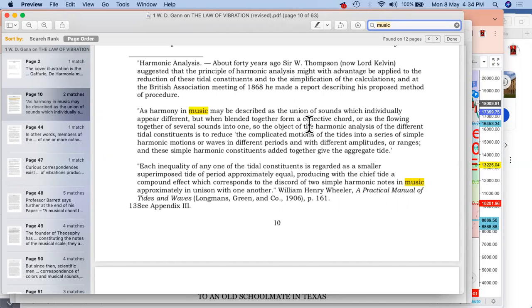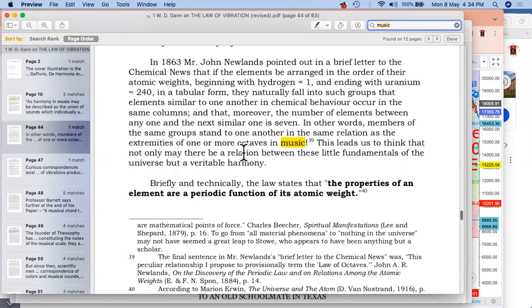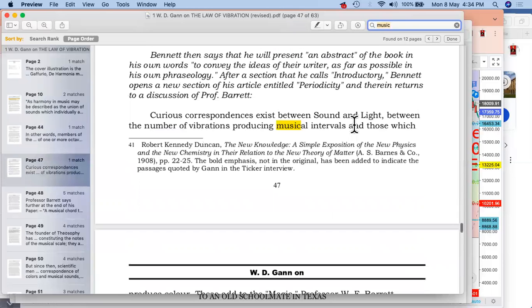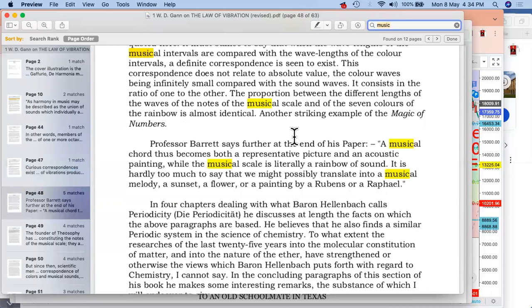So if you want to understand details, I'm just trying to mark wherever it comes down to music, right? The extremities of one or two octaves. So again, octaves, music, this is there. Obvious things have been given over here, producing musical intervals and those which produce color. So again, it has been related to different things, right? So yes, we need to study music; overall, the details about music have been given over here. So it's not only the book which is there, the Law of Vibration.